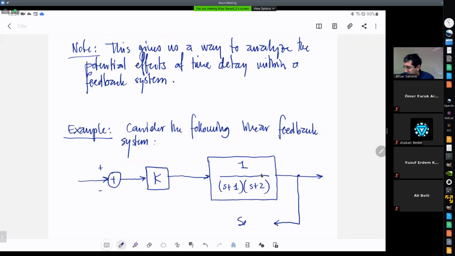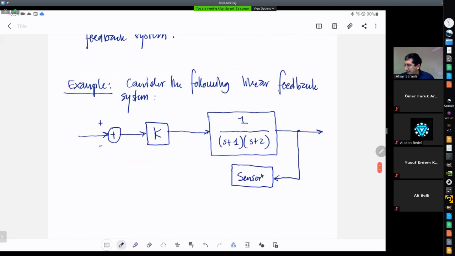So there is a sensor here. We will assume this sensor to be ideal. Gs of s will be equal to 1. But there will also be a transmitter, okay? Basically a communication link, transmitter. And that we will actually model as a pure time delay, okay?